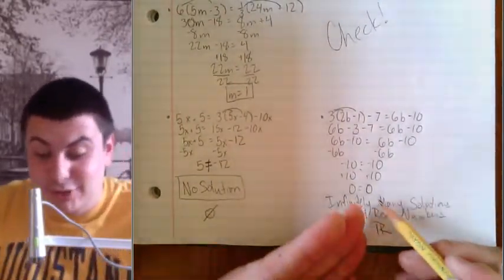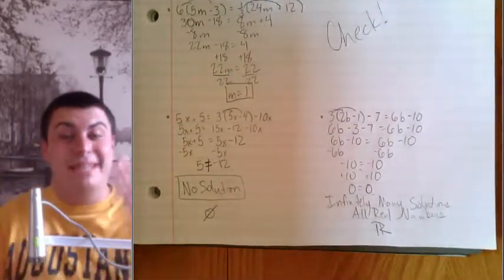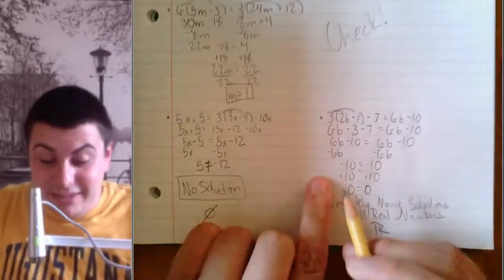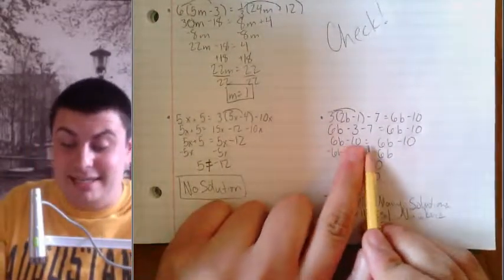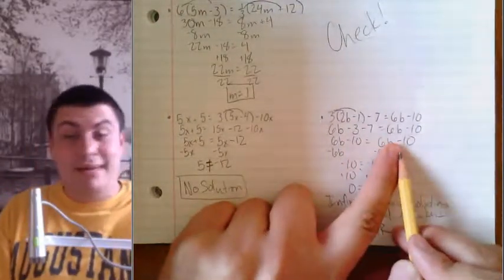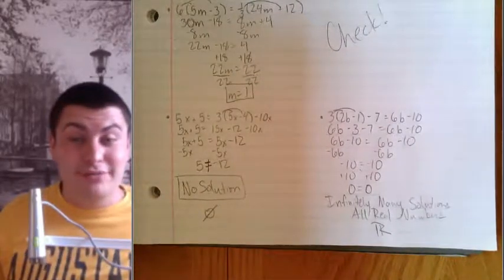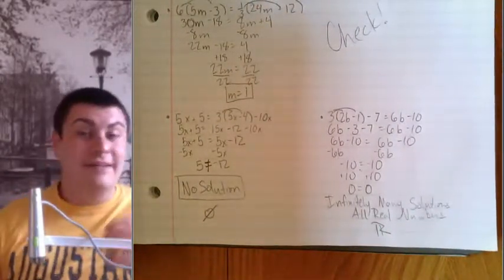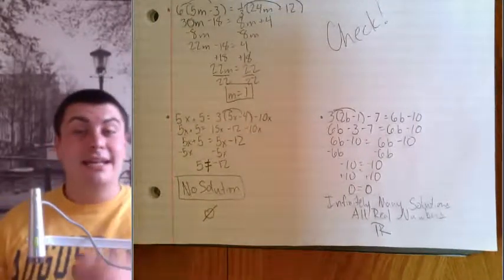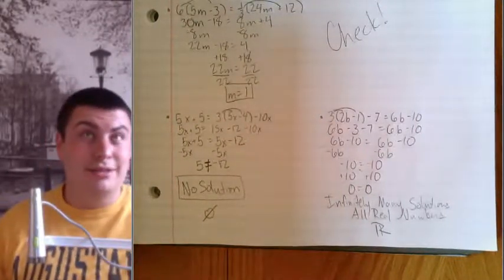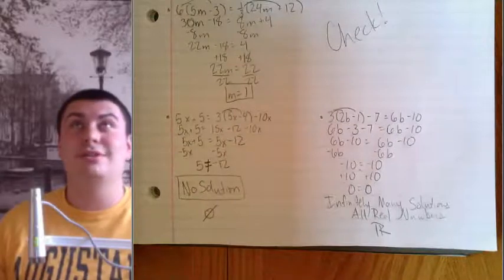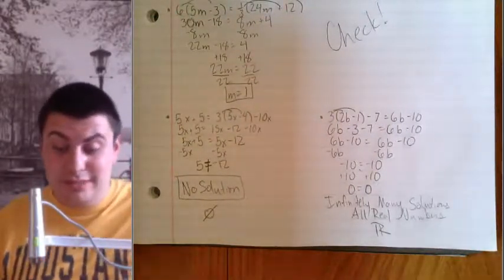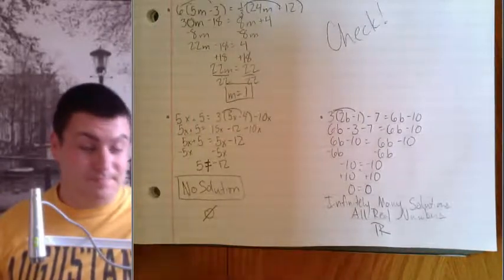We've come down to a true statement: 0 equals 0. Even back here, negative 10 equals negative 10. Even here we saw 6b minus 10 does indeed equal 6b minus 10. Whatever you put in for b, it's going to be true. You could put in 1, 3, 5, 17 million, negative 4,362,133,201. Whatever it is, all real numbers are going to satisfy this equation.